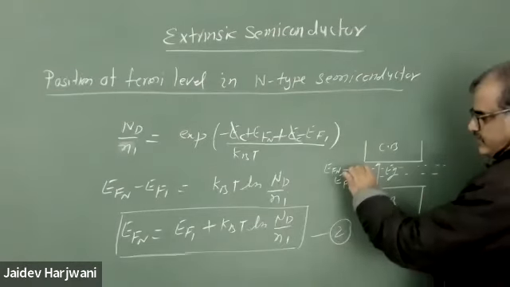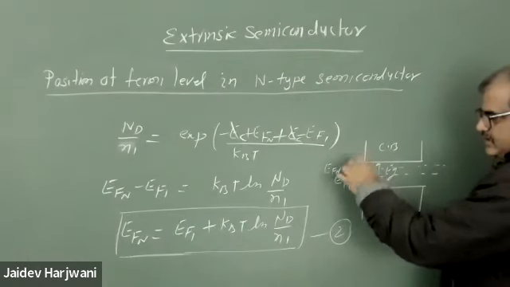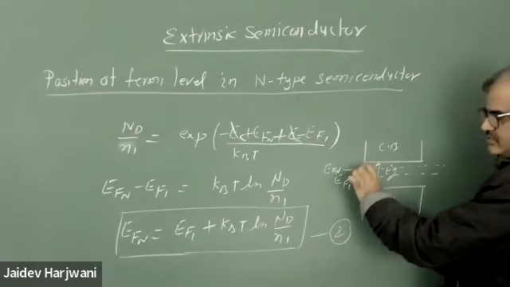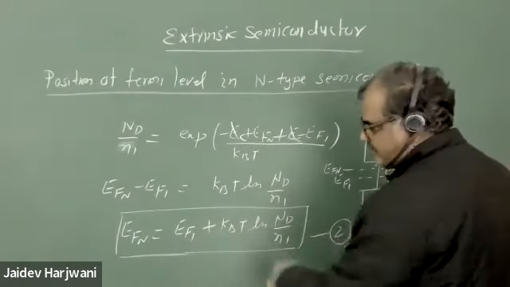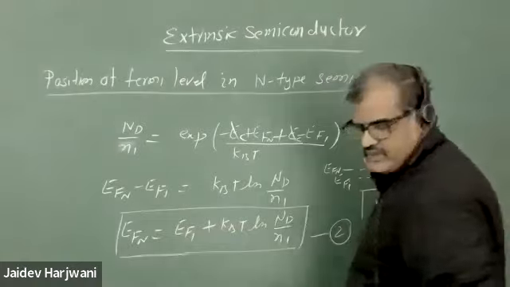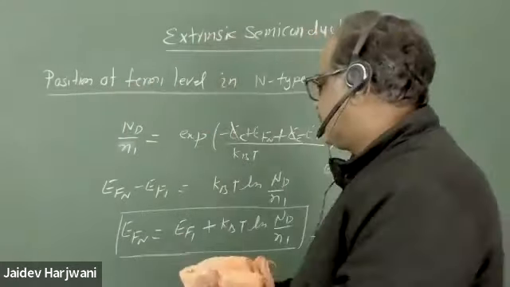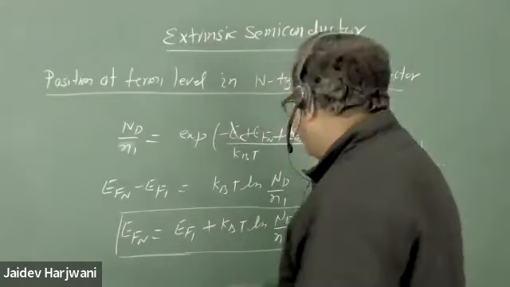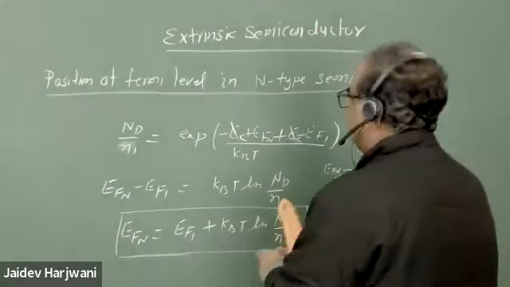So if you know this distance, you can calculate this distance. Once you know this distance, you can find what is the concentration, or reversely, if concentration is given, you can find what is the position of Fermi level. So that diagram you should know in order to solve the problems. So this was the position of Fermi level for n type.